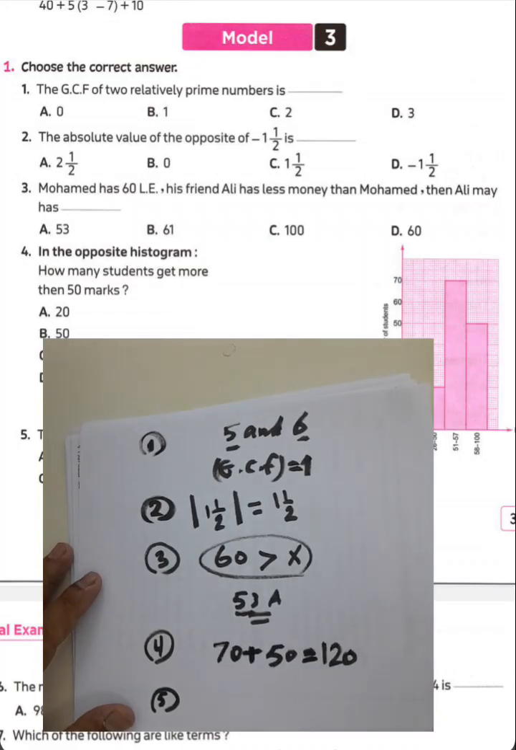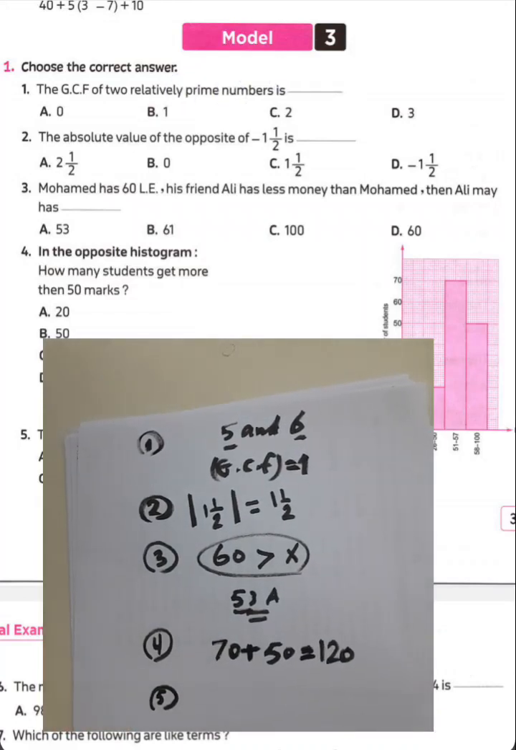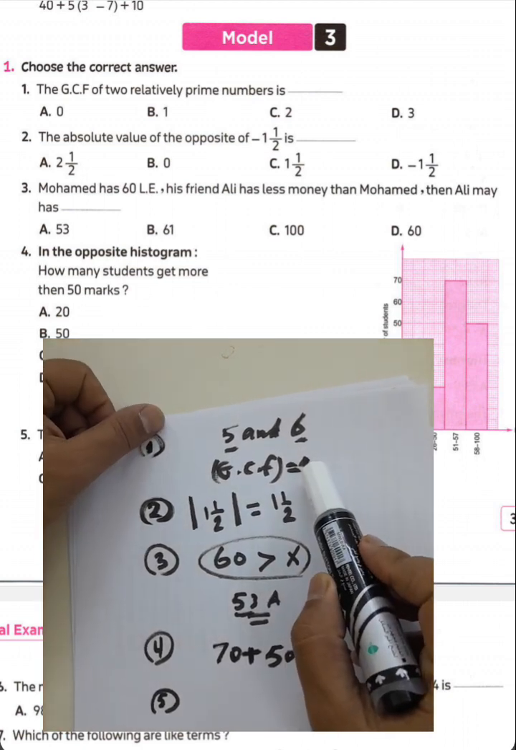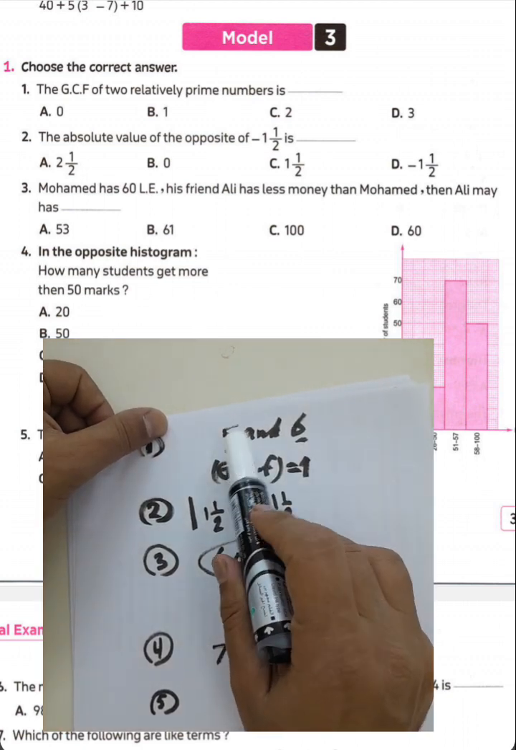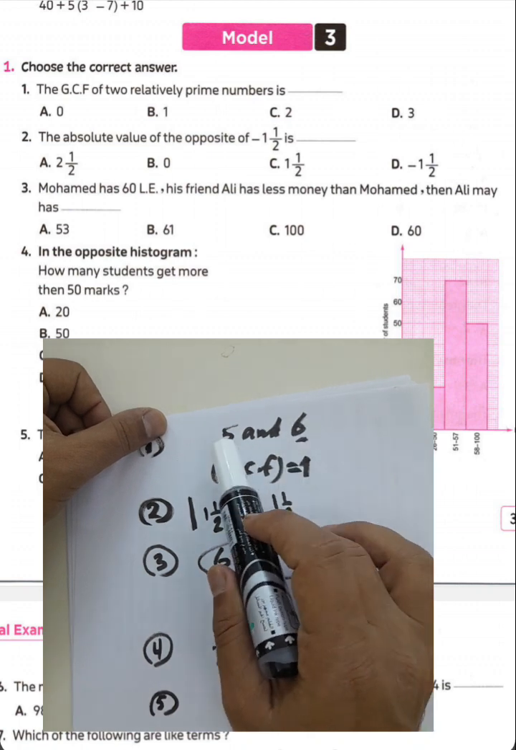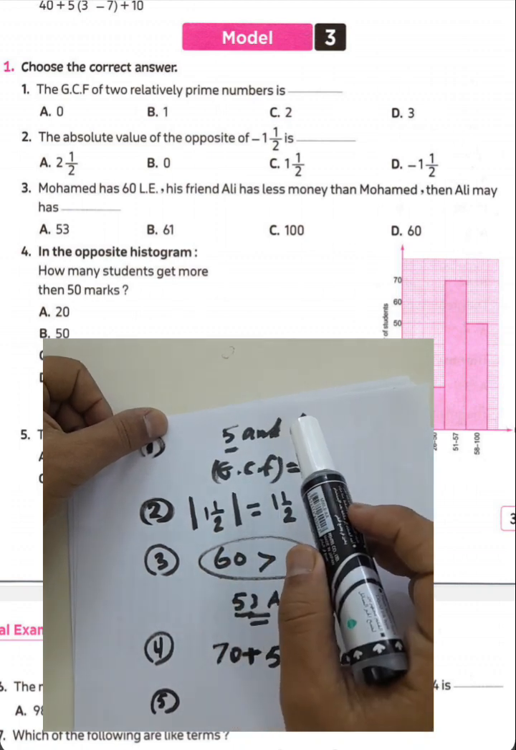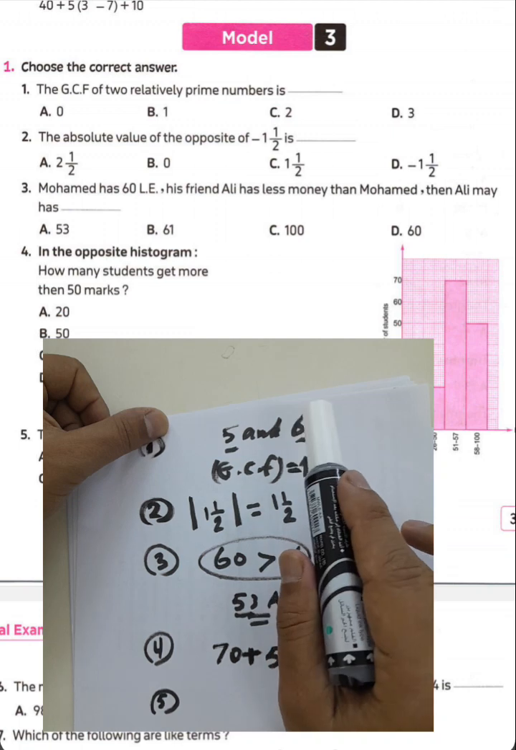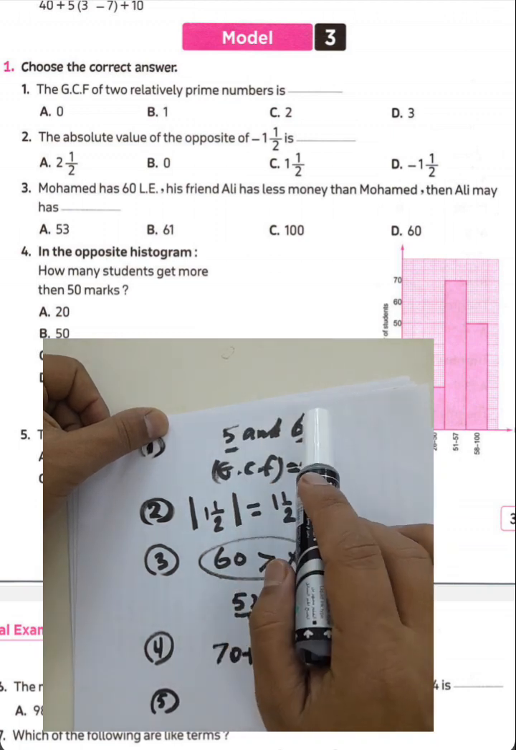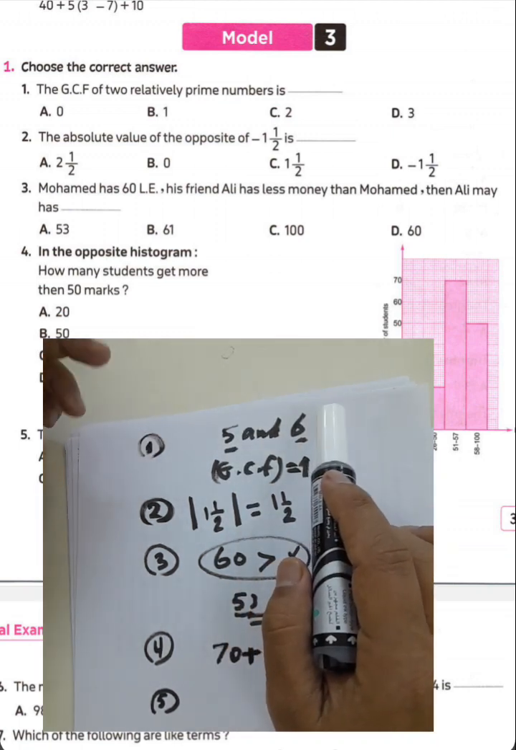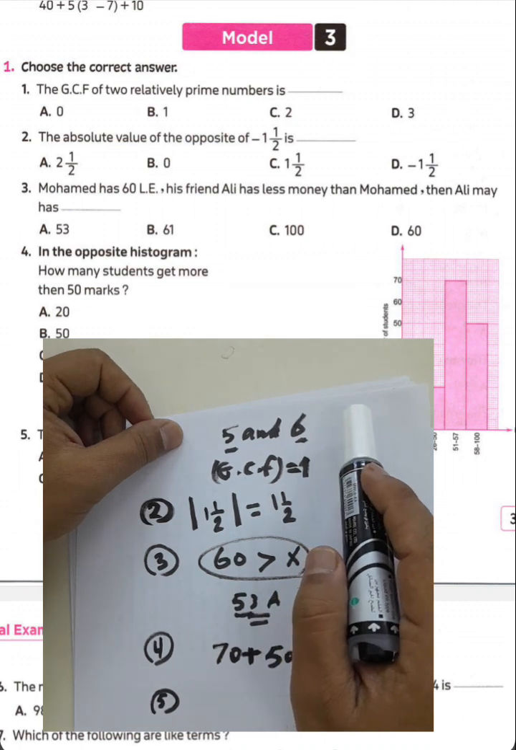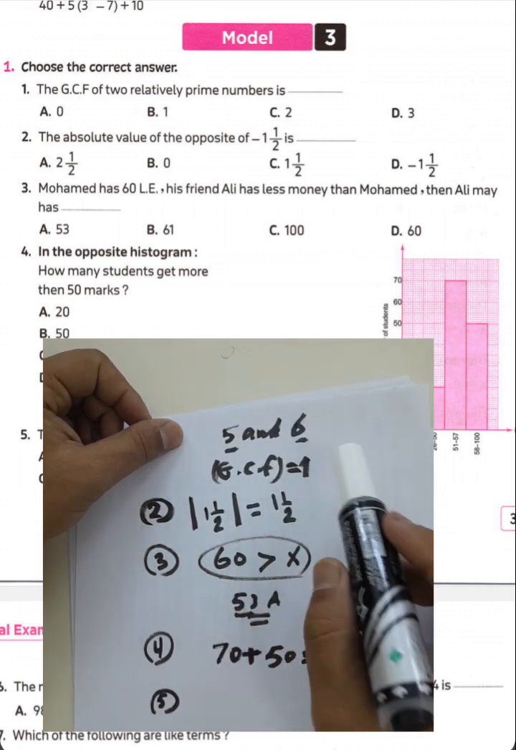The answer: the greatest common factor of two relatively prime numbers is 1. Two relatively prime numbers, such as 5 and 6. We call them relatively prime numbers because the greatest common factor between 5 and 6 is 1. 5 and 6 can't be divided by any number other than 1.